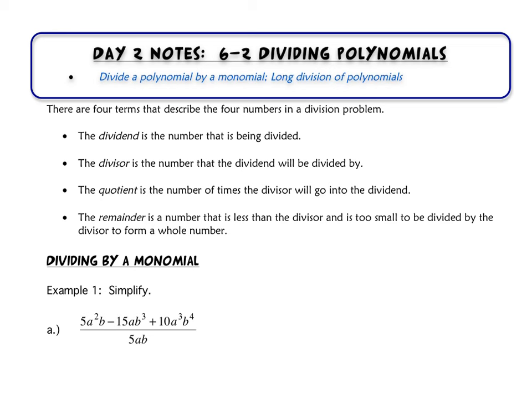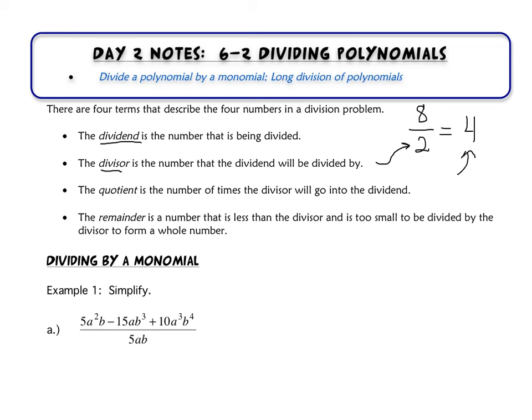The dividend is the number that's being divided, so say I had 8 over 2. So 8 would be the dividend because it's the one being divided. The divisor is the number that the dividend will be divided by, so in this case 2. The quotient is the number of times the divisor will go into the dividend. So it's when you divide it, the total number of times it goes in. So in this case, it would be 4.